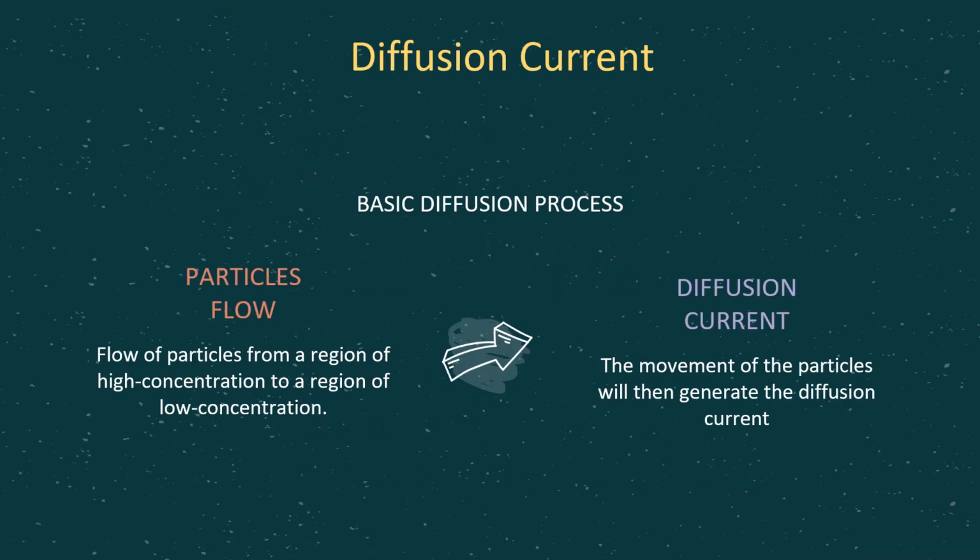Then talking about diffusion current in semiconductor, as I mentioned before, it is due to the particles movement or particles flow, which are holes or electrons, from a higher concentration to a lower concentration. Because of this concentration gradient, it will cause flow of electrons or holes, and obviously it will cause diffusion current to occur in our semiconductor.